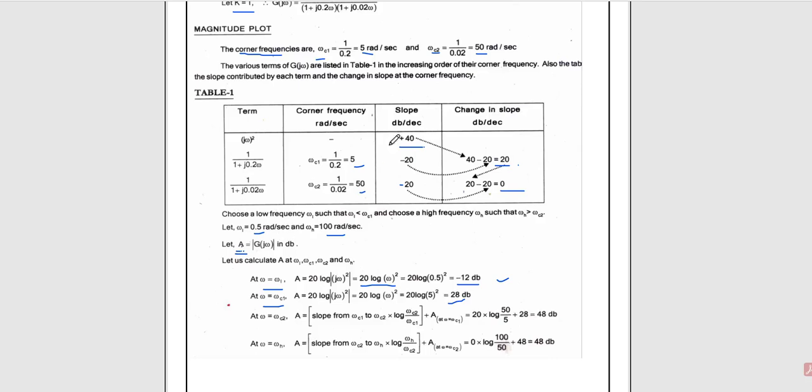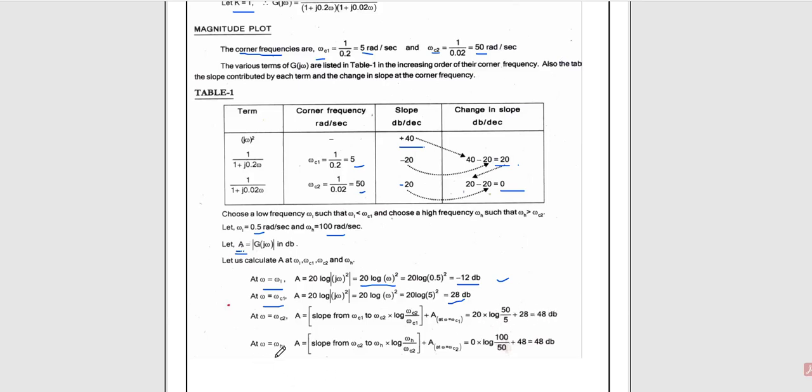Omega C2 is nothing but 50, and C1 is nothing but, sorry, 5. C2 is 50 and C1 is 5. So it is 20 log of 50 by 5 plus the previous gain, that is 28. So this is the formula, and you will be getting 48 decibels.